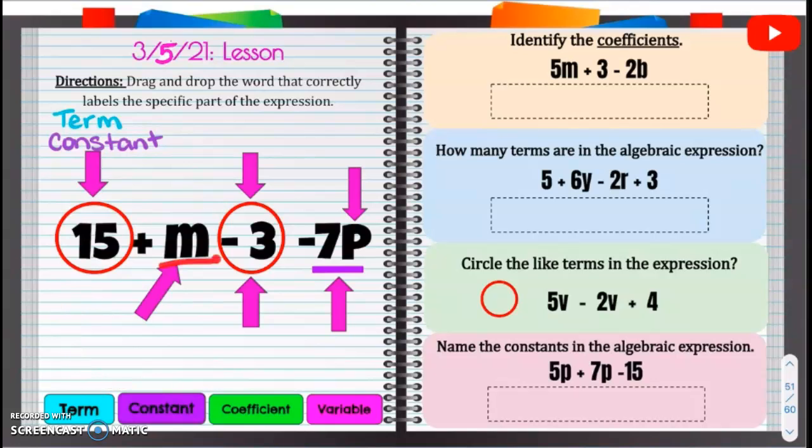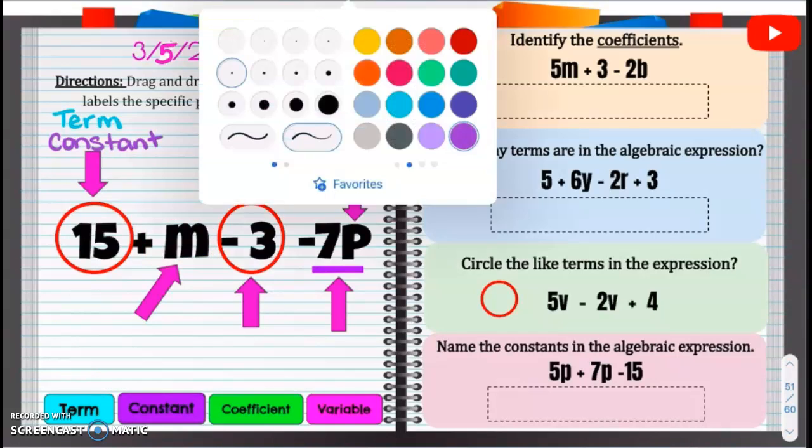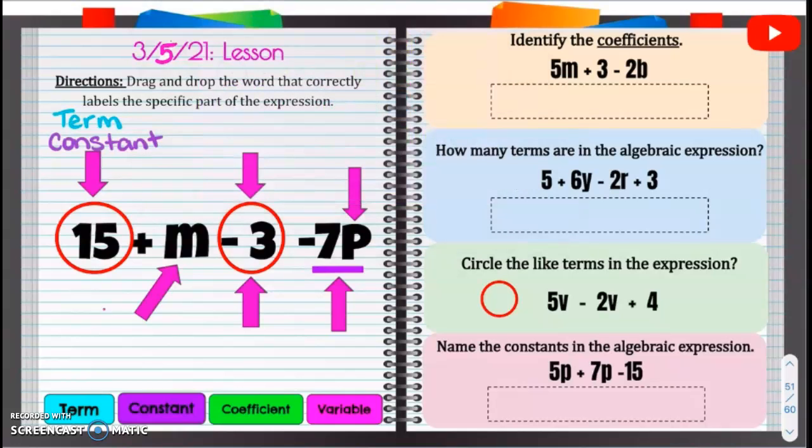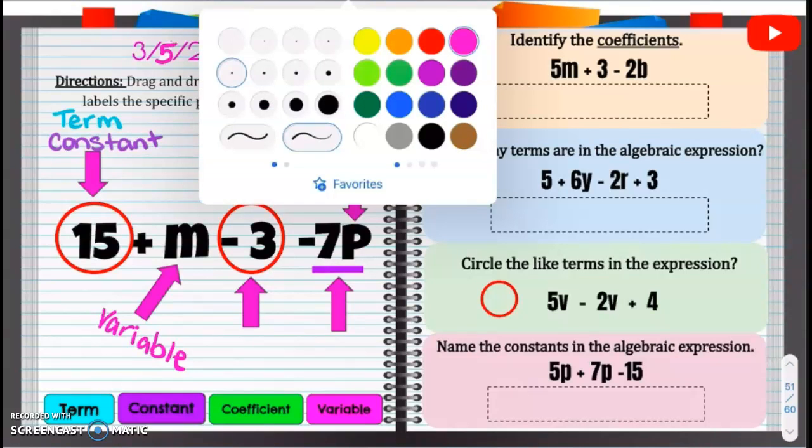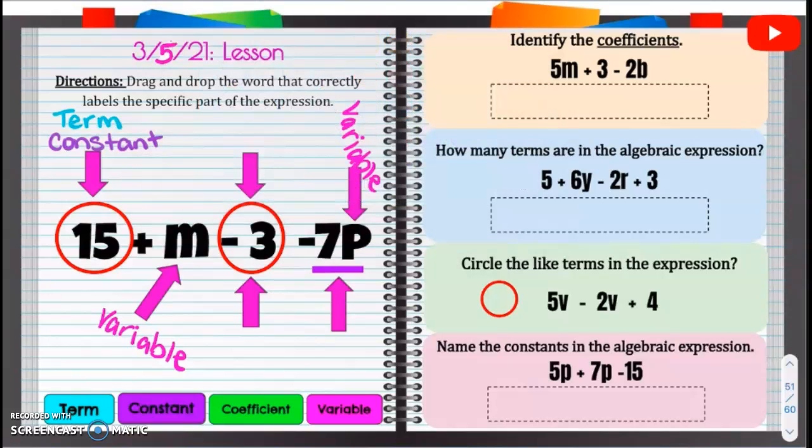All right, this m, remember the m is a variable. M is a variable. Same thing with that p. Variable. There we go. I wrote it sideways. That whole thing of 7 times p is a term. That is a term. Negative 7 times p, negative 7p, that is a term. Same thing with this negative 3, that is a term. And it is also a constant. Same thing like that 15.